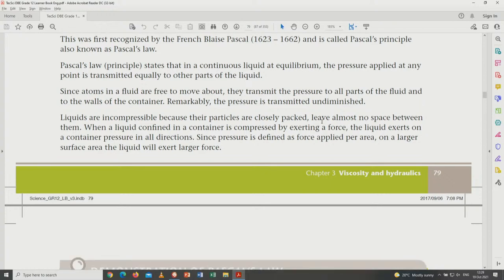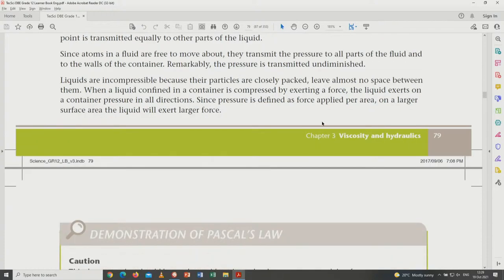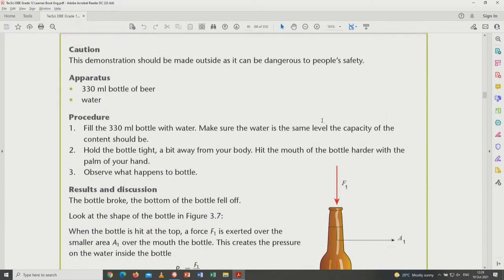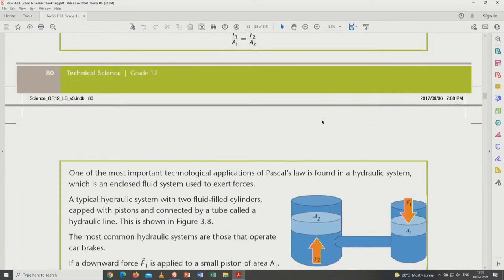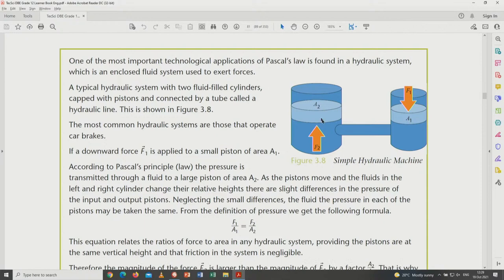because it will move undiminished. In other words, it does not decrease in magnitude. It does not increase in magnitude. This is the experiment that perhaps I wouldn't want us to do.